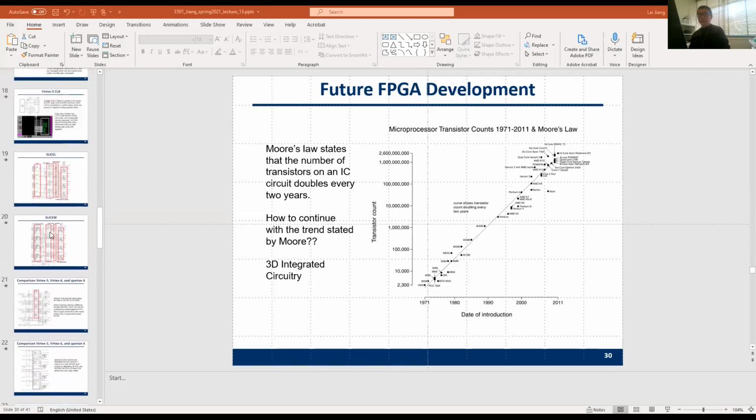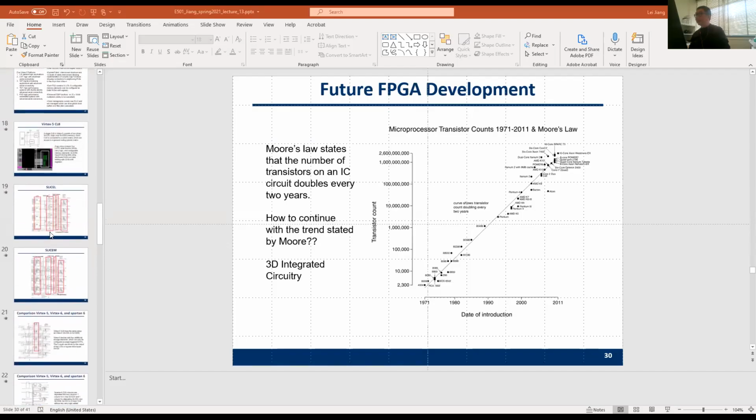Okay, let's start. So today we will continue to talk about FPGA board, and we will also talk about the SRAM and the cache.